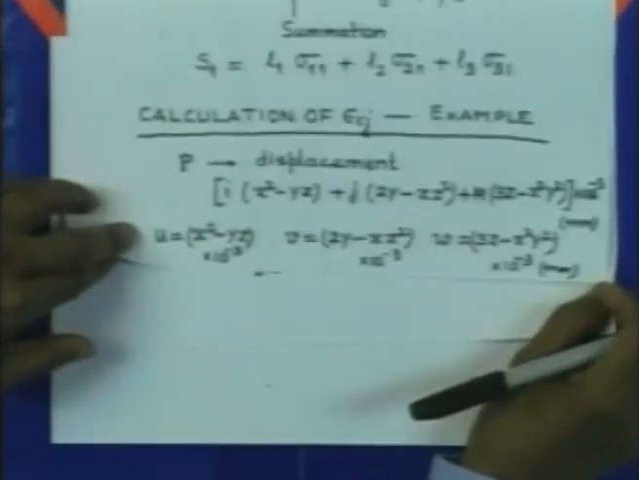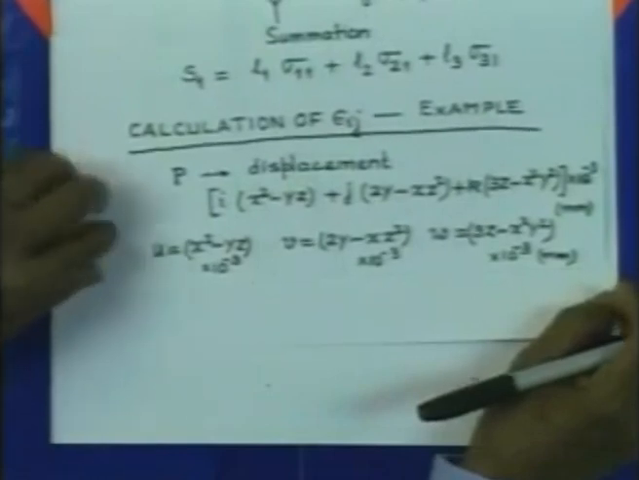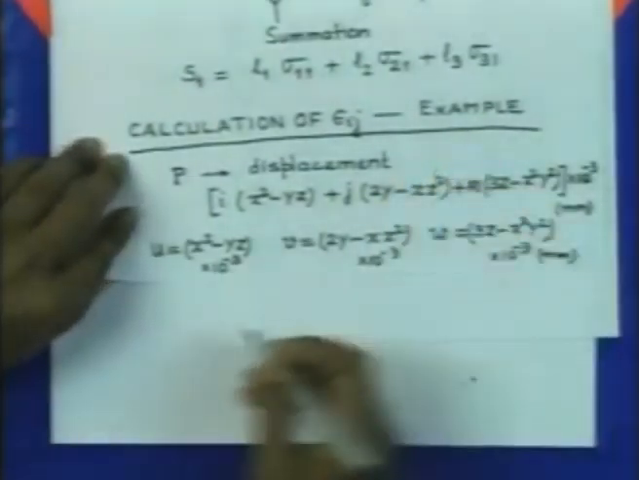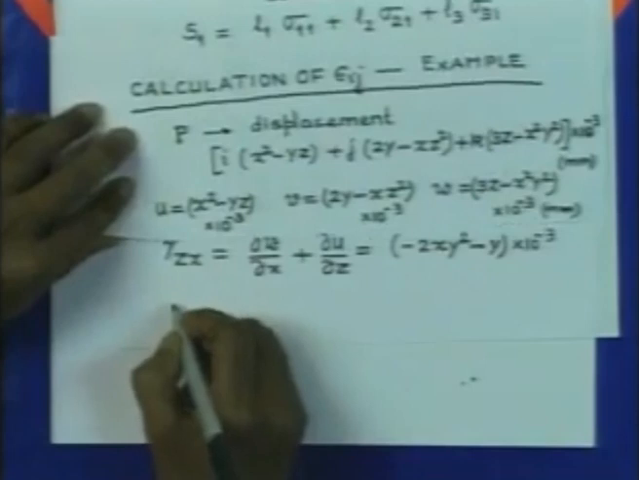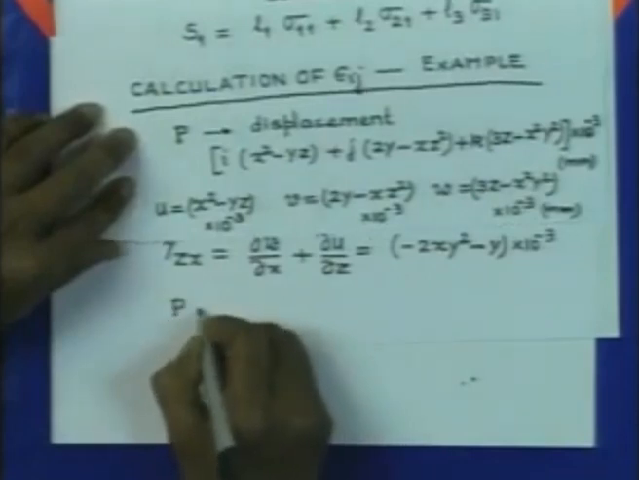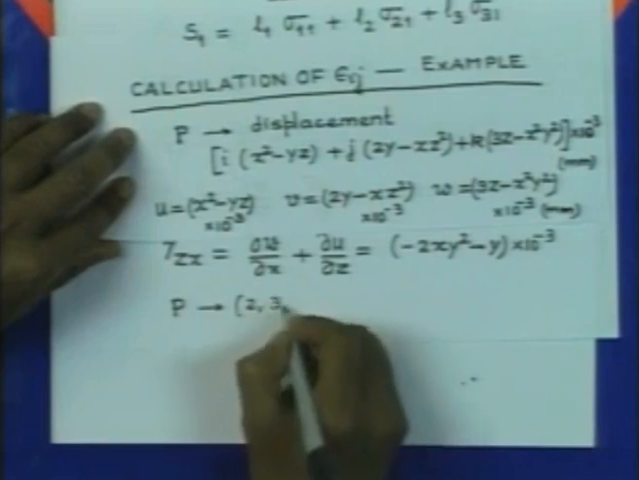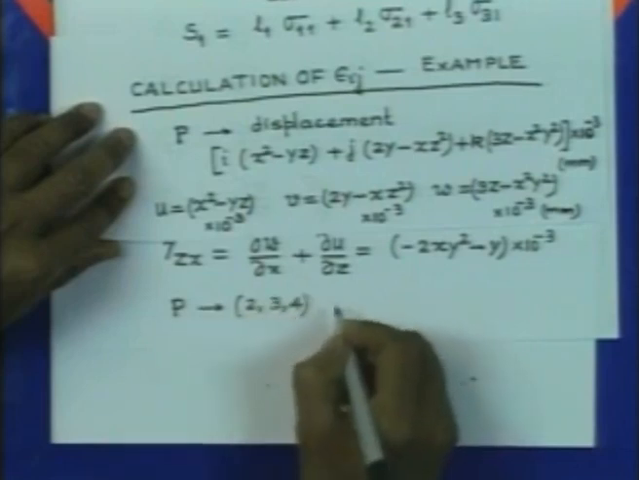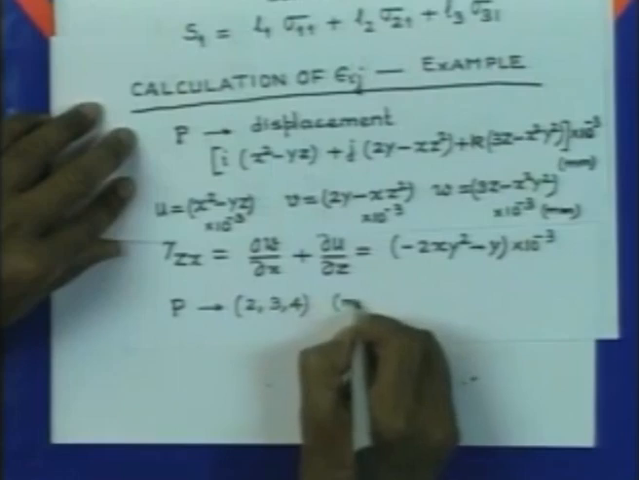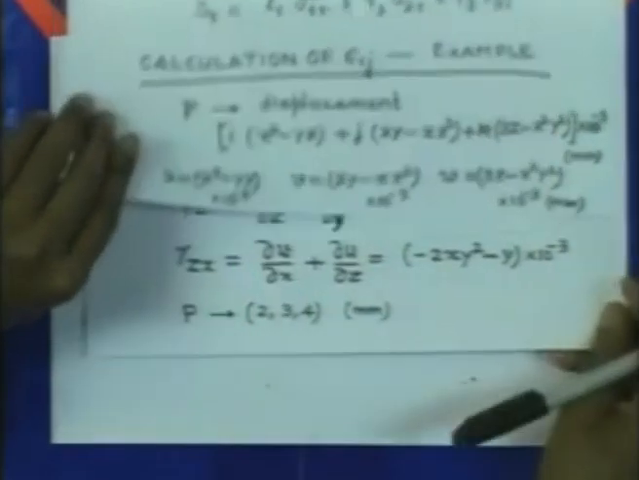It is given specifically to calculate the strains at a point. The point P coordinates are given as 2, 3, 4 in millimeters unit. So if we now substitute the value of these coordinates, then we get the following strains.